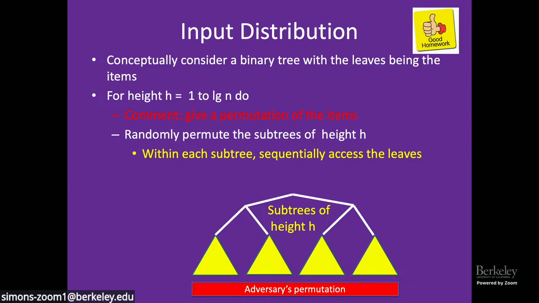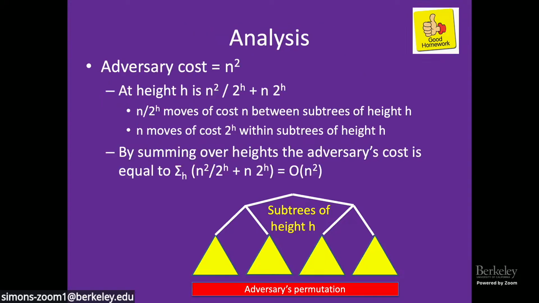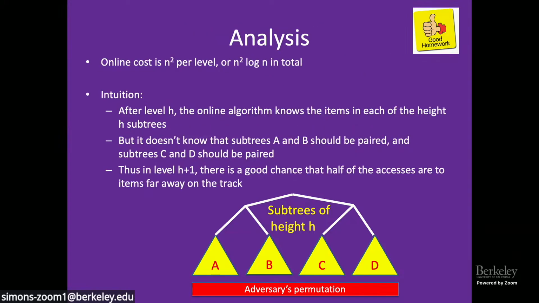So you start out, it's a random permutation of the items. And then at the second level, there's this tree sitting over here. And you can kind of tell the online algorithm that, okay, those two are together, those two are together, those two together, and then you randomly permute these subtrees. Okay? So what you should just take from here is the input distribution is relatively straightforward.